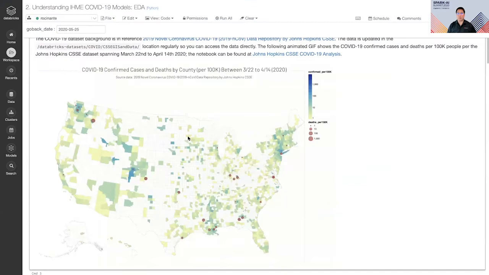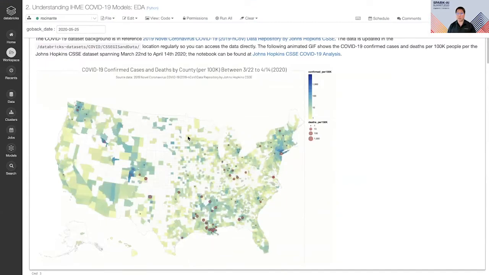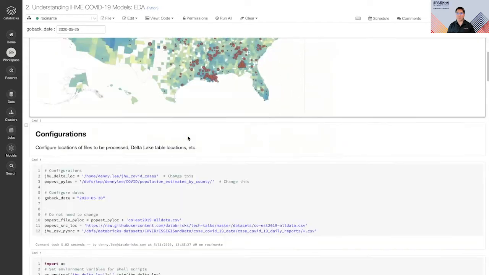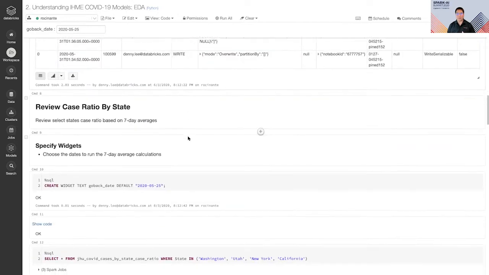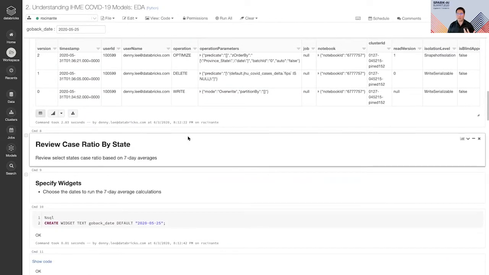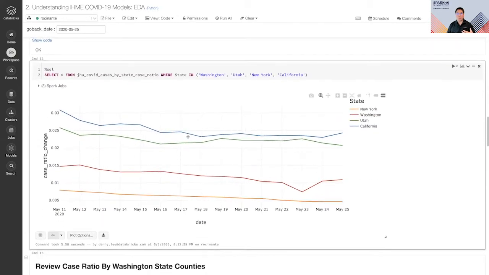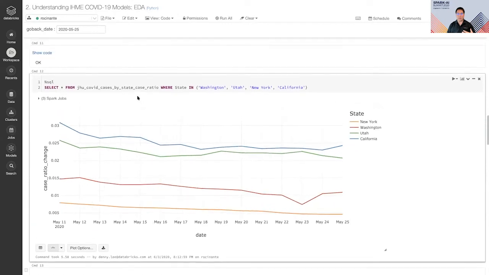So naturally, I'm going to want to go ahead and explore the data as well. The second notebook we have here is purely EDA, exploratory data analysis. So I'm going to skip ahead again. We've already read that Delta Lake table that has this information, but you'll notice that we want to go ahead and specifically look at the case ratio.